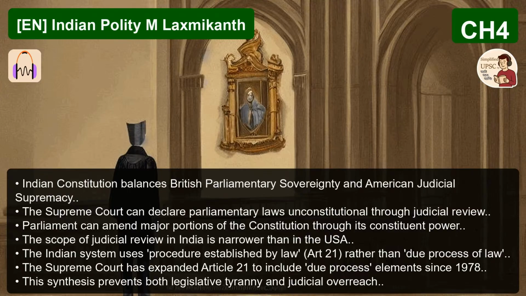The right to constitutional remedies, the right to directly move the Supreme Court, is itself a fundamental right. Which is why the Supreme Court is legally bound to act as the defender and guarantor of our fundamental rights.